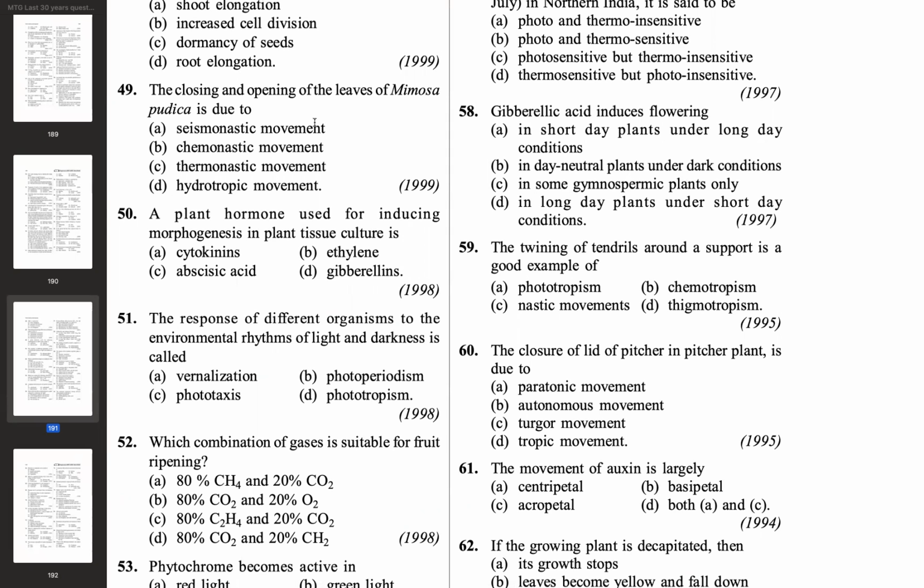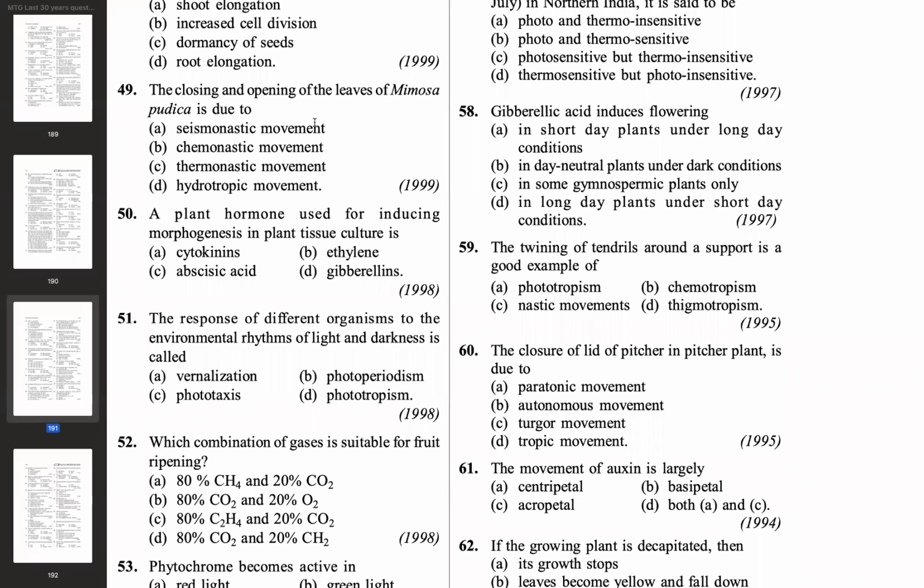cytokinin ratio. Always remember, whenever growth of root or shoot is being talked about, then whenever the auxin to cytokinin ratio is high, the root and shoot growth will also be high. If the auxin to cytokinin ratio is low, then the root and shoot growth will be low. Remember this point, okay? So auxin and cytokinin together also promote root and shoot growth.